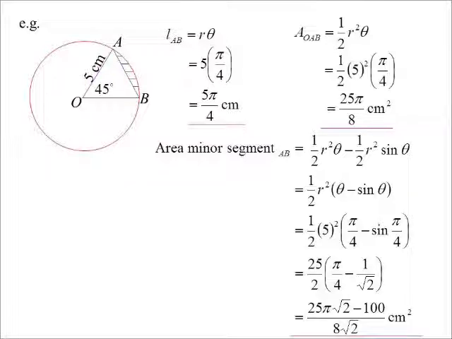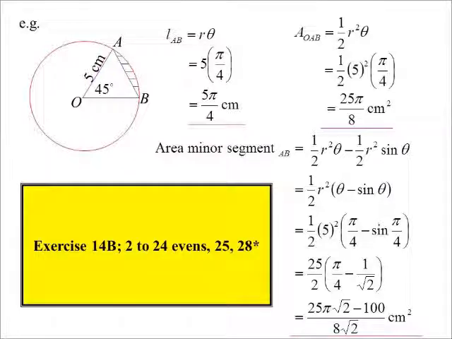Substituting in, that's a wonderful answer. Our science teacher has now collapsed. But we're more than happy to accept that as an answer: 25 pi root 2 minus 100, all over 8 root 2 centimetres squared. All right, well, that's it really for today. And we'll start on the trig functions proper on Monday.